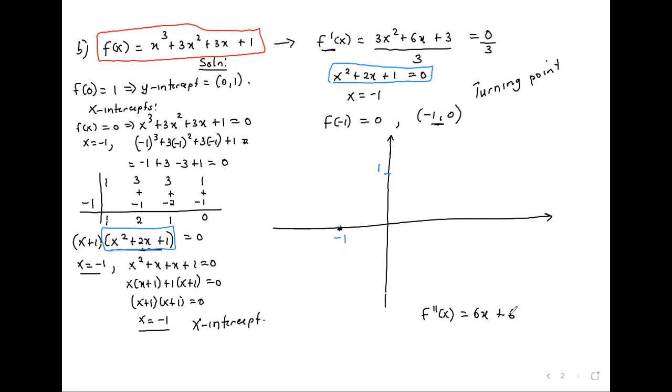In this derivative, we bring -1. So when you bring -1 in this derivative, we are getting -6 plus 6, which is equal to 0. So unfortunately, the second derivative cannot help us to know whether this is a maximum or minimum turning point. So what other methods then do we employ? You say, okay, since the second derivative can't help me, I'm going to use the normal way of graphing polynomials.